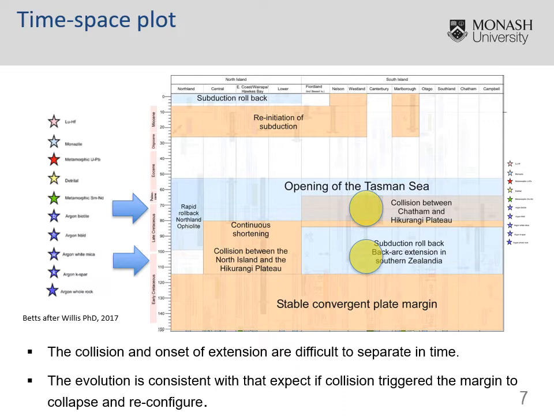The second cluster of ages, we think, are recording the collision between the Chatham Rise and the Hikurangi Plateau. And I'm going to show you how that works. And that happened as the Tasman Sea was opening. Then there was a period of hiatus and reconfiguration, and then subduction initiated again at about 25 million years. We're not going to talk about that. So how did that model work?